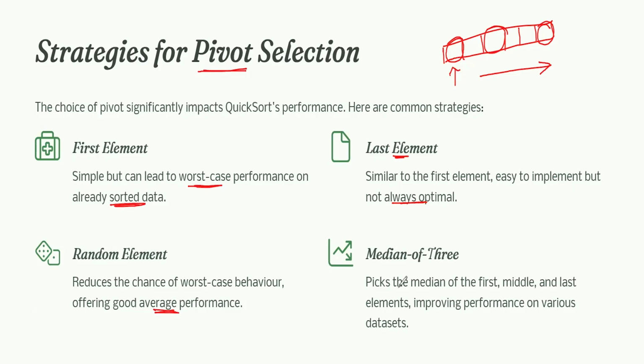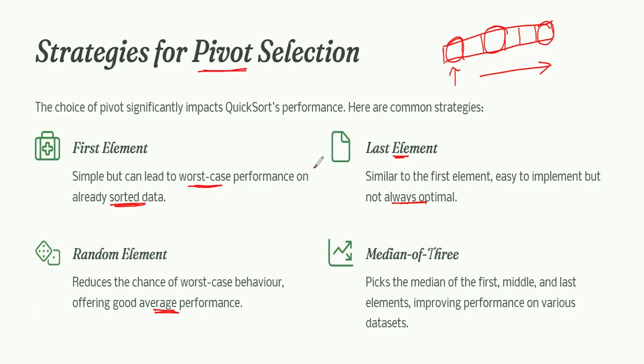And median of 3: pick the median of the first, middle, and last element, improving the performance on various data sets. So choosing whichever element as a pivot element has its own merits and demerits. That's the reason I have given you this outlook on what could happen if you're choosing any one of these elements.